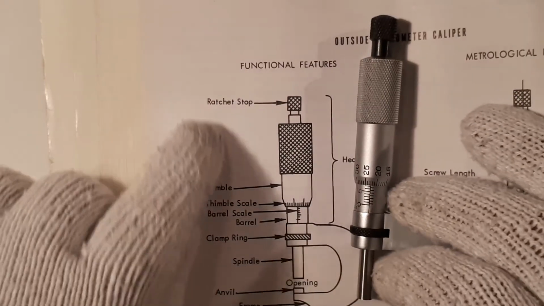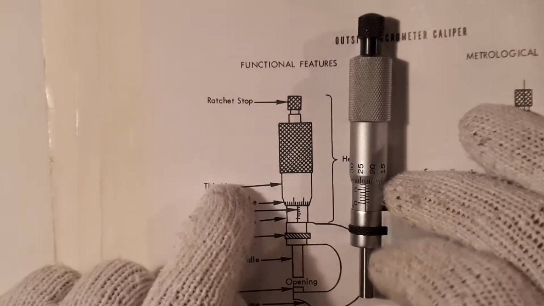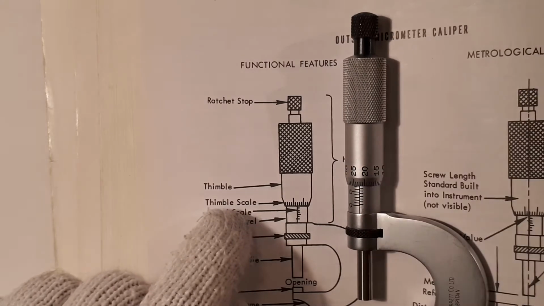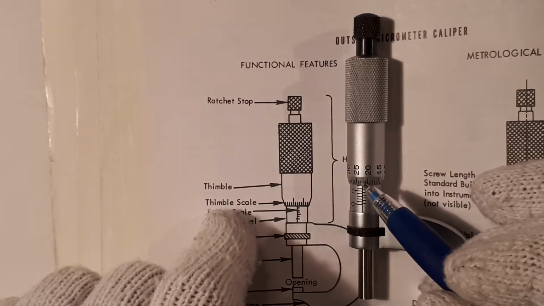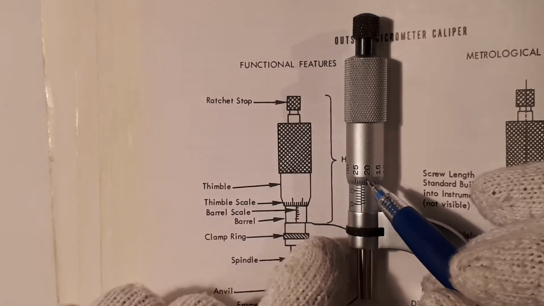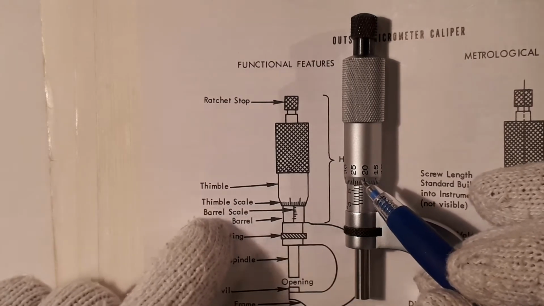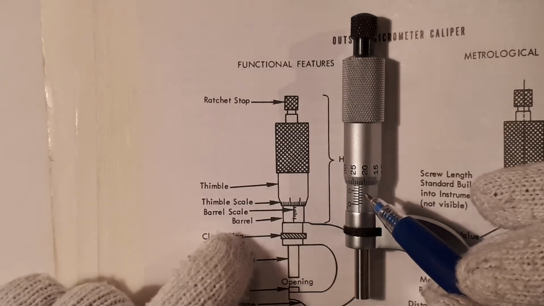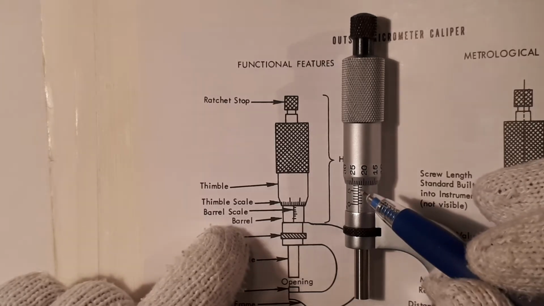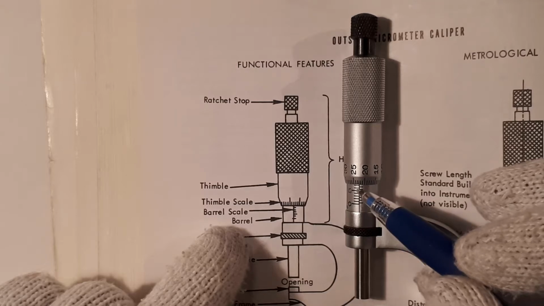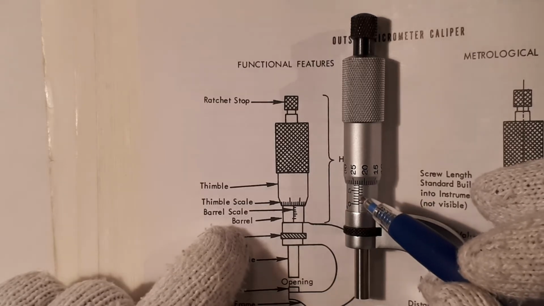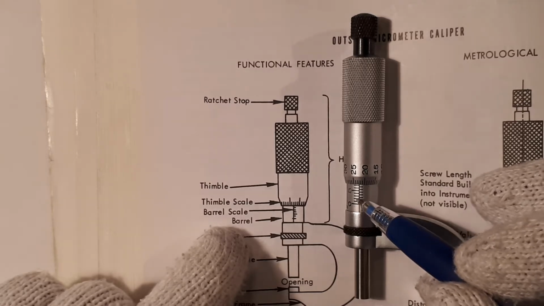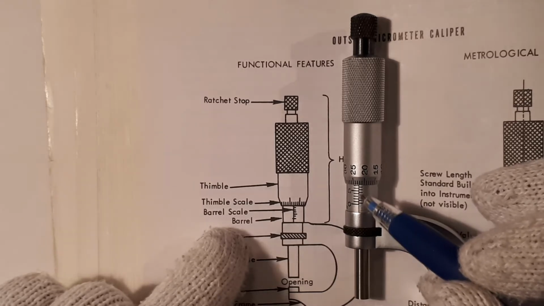So we have a ratchet stop so you don't over tighten. And this is the thimble. Here's the thimble scale. This is where the amplification is being shown right here, this thimble scale. I'll show you that in a few minutes. And we have the barrel and the barrel scale. And that barrel scale, as I said earlier, is an actual rule. This is a 1-to-1 ratio with a rule, 1 millimeter, 2 millimeters, half millimeters, etc.